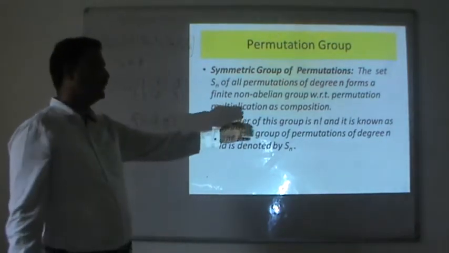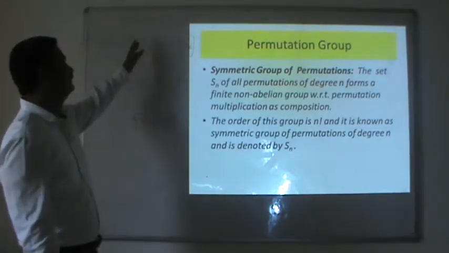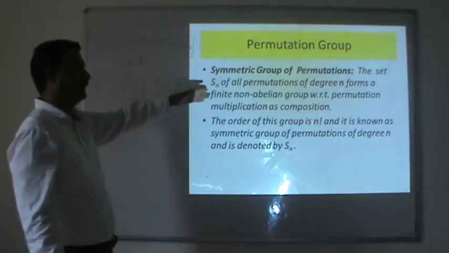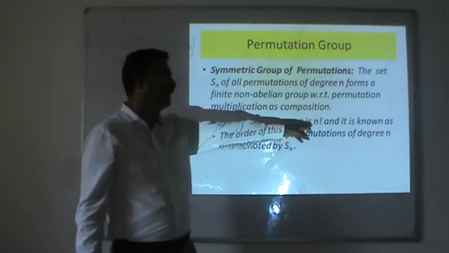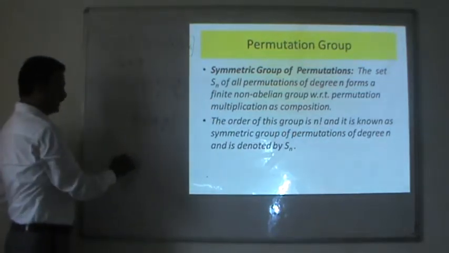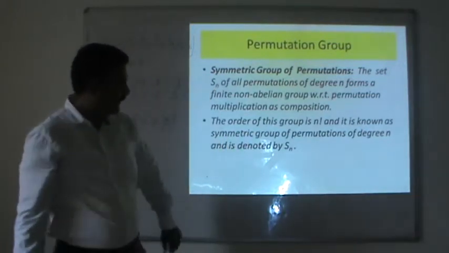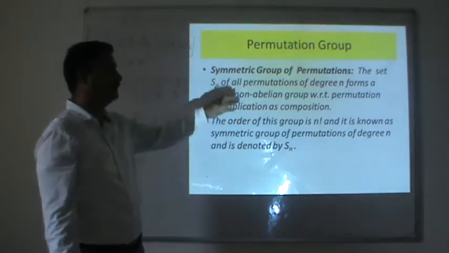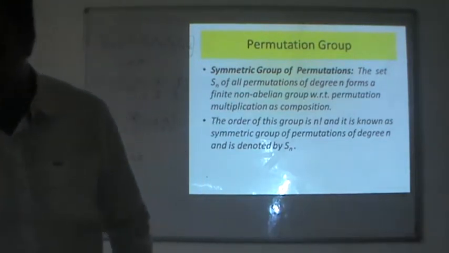And the order of this group is n factorial. Why n factorial? In our case, it is 3 factorial because we discussed the example with three symbols. If we consider a finite set consisting of n distinct elements, then obviously the order of the group will be n factorial. In our case, the order of our group S3 is 3 factorial, which is 6, because it consists of 6 elements. And it is denoted by Sn. So Sn is the standard notation for the symmetric group of permutations described on n distinct elements.